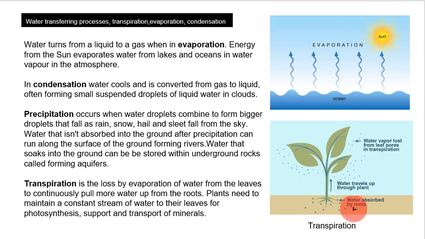Again, plants need to photosynthesize. They absorb water that's soaked into the ground, and it's brought up to their leaves to carry out the process of photosynthesis. But some of that excess water is removed from the leaves through a process called transpiration. Essentially, transpiration is where water vapor evaporates off the leaves. Water vapor is lost from the leaf pores in transpiration, and that goes into the atmosphere.